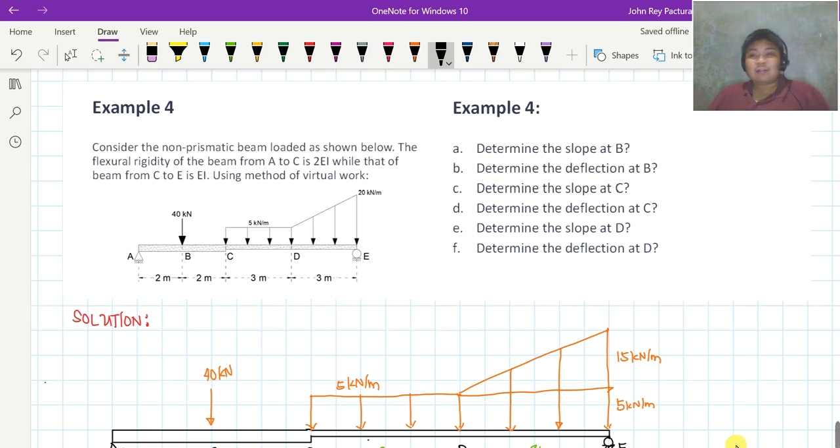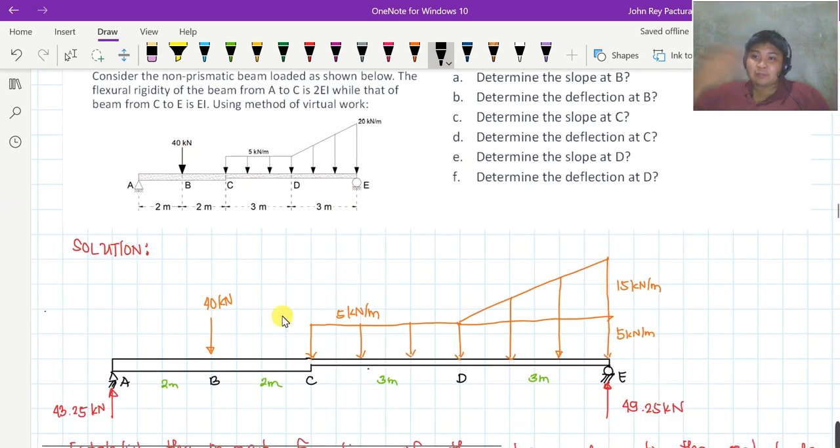So, ang una kong gagawin is of course, isolve nyo muna yung support reactions. So, I did that before ko tong i-play na video na to. So, yung sa A, ang kanyang reaction ay 43.25 and doon naman sa E, 49.25. You may check this na lang class no, by yourself by simply pausing this video and kayo rin na mag-solve nitong reactions. Okay? But I assure you naman class na tama ito.